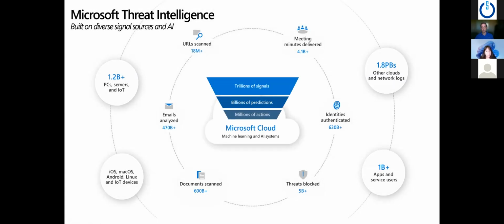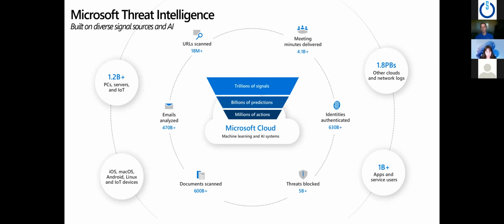So where does all that data come from? We have over 1.2 billion PCs, servers, and IoT devices that run some version of Windows, all of them providing telemetry. We have hundreds of millions of iOS and Android mobile devices, plus macOS, Linux, and IoT endpoints, all of which access Microsoft services. And we have more than 1 billion users of Azure cloud services.